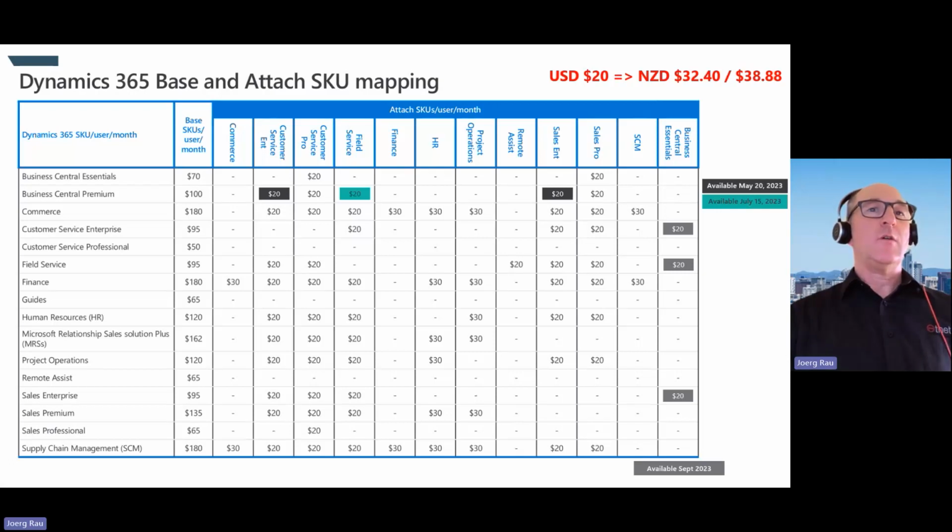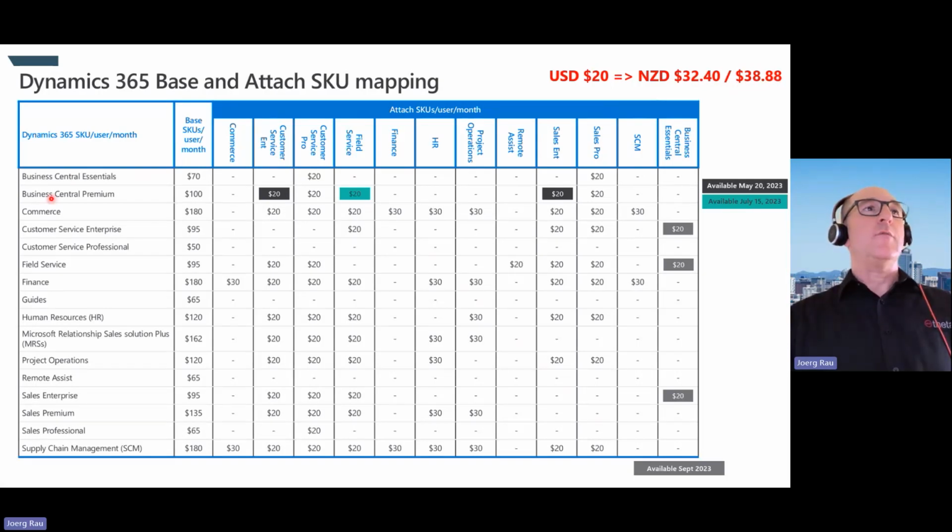And if you are a user and want to go into both systems with full user rights, then you don't have to buy a full user license for both products anymore. You can use an attached license. The rule is that the more expensive one is the base, and then the cheaper one will become the attached license. You see this is always $20, which actually means $32.40 if you commit for a year with a monthly price. And if you want a month-by-month license, it's $38.88.